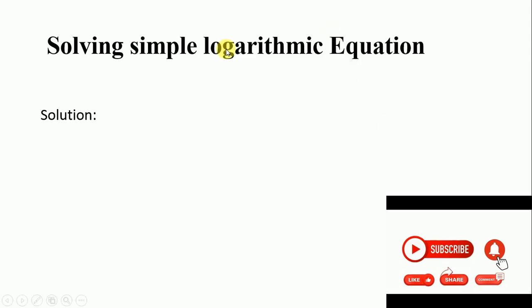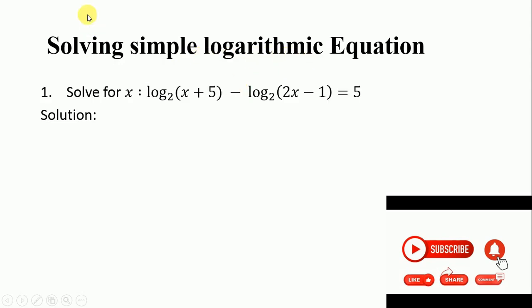We are trying to solve a simple logarithmic equation. The first example: solve for x. Log of x plus 5 base 2 minus log of 2x minus 1 base 2 equals 5. How do we solve this equation?